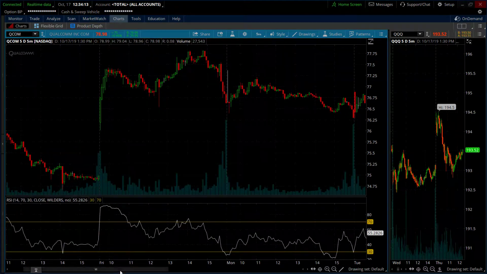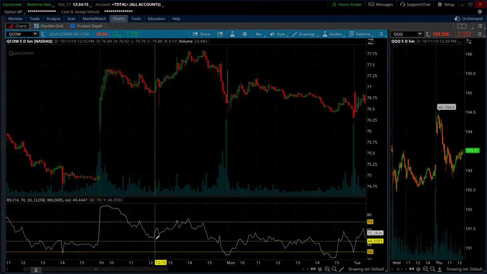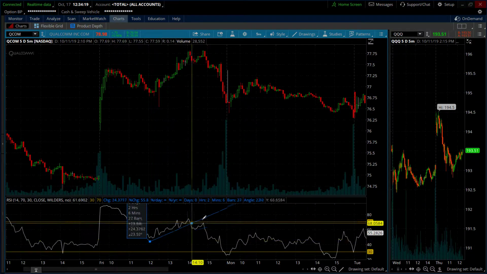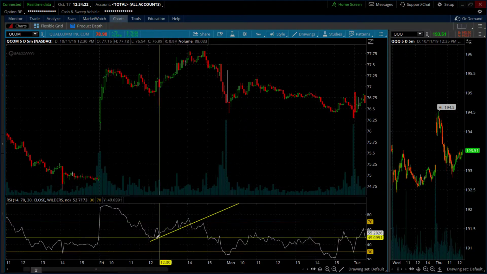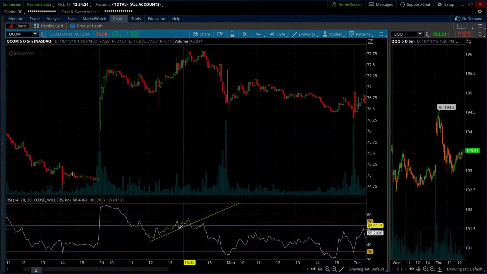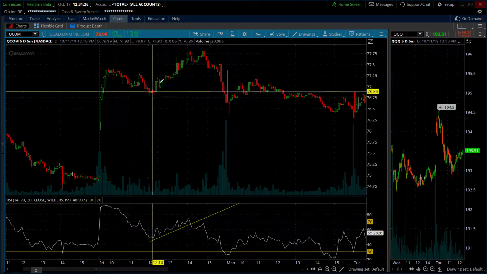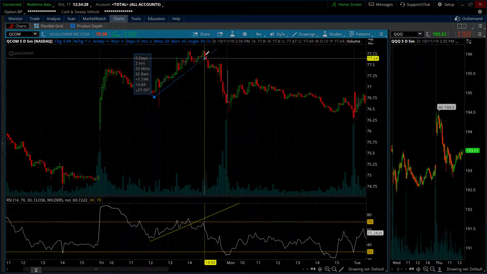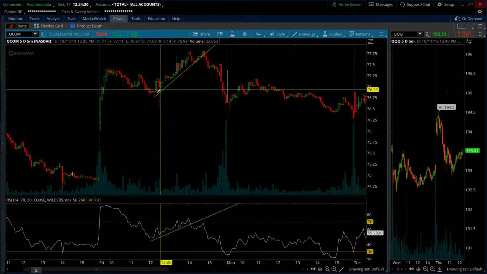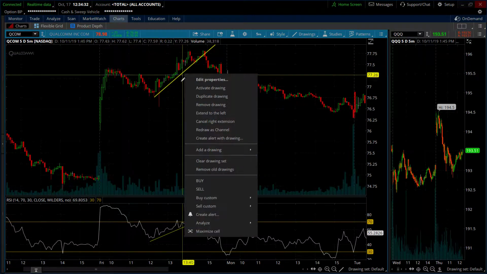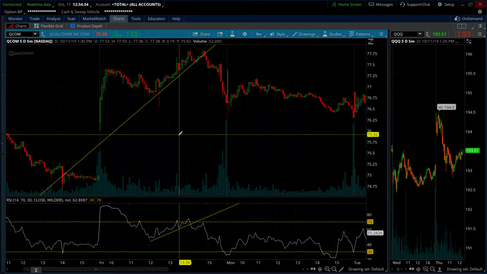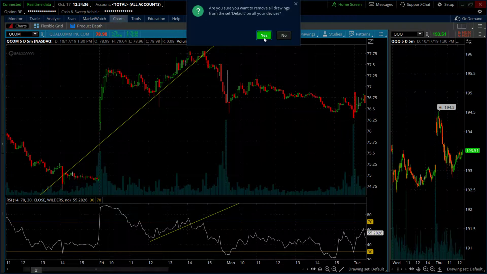So in this instance here, you do not want to be going short when the strength is to the upside. Whenever the strength is to the upside like this, you do not want to be going short. Look at the stock. It's the same thing. Draw a trend line. You do not want to be going short here. Let me remove all this.